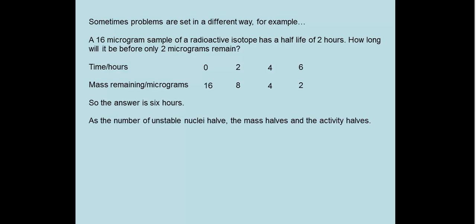As the number of unstable nuclei halve, the mass halves, as in this question, and also the activity halves. So you can use this method whatever you're given in the question. Make sure you start with the time at 0 and remember to halve the property each time, not reduce the same amount each time.